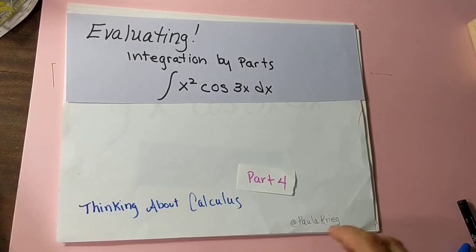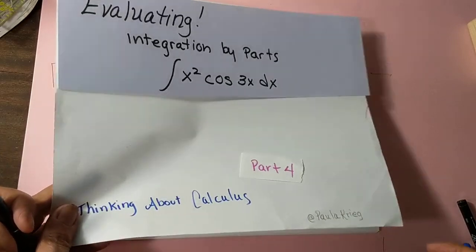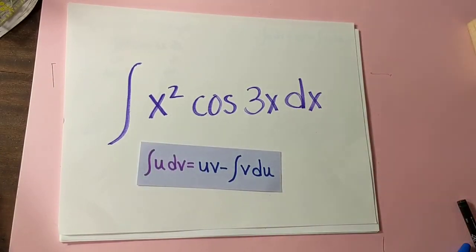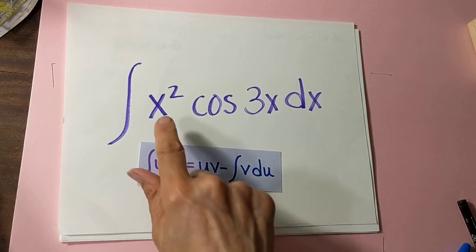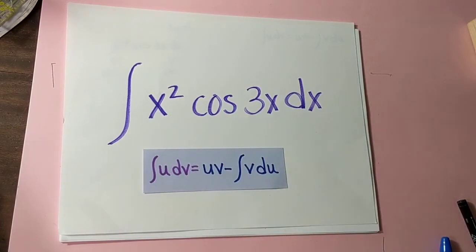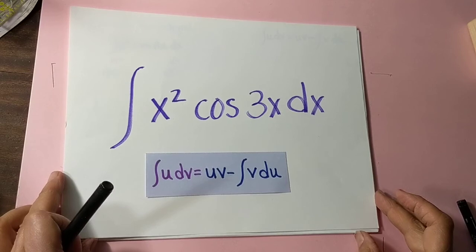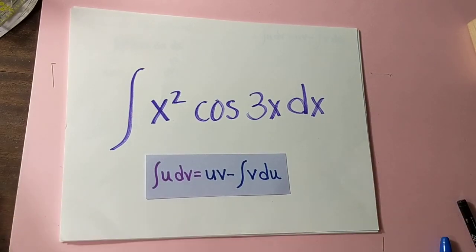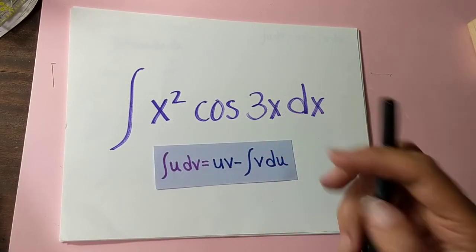Okay, let's do some integration by parts problems. Starting with: evaluate the integral of x squared cosine 3x. Don't go into these things without thinking about them. Think about them. Here's the formula.